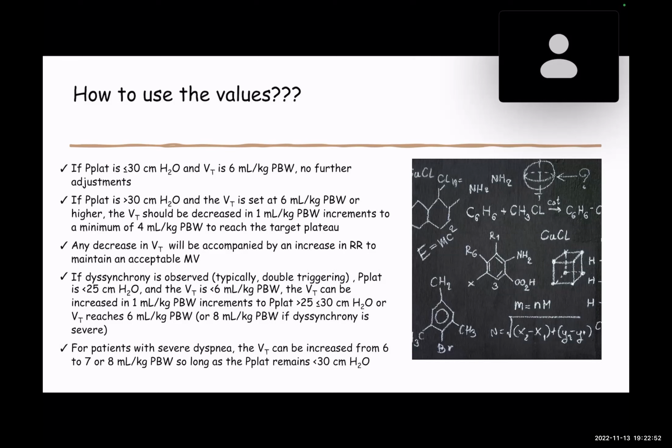It's just a guide. If the PPLAT is less than 30, we have to start by calculating the predicted body weight. Once the predicted body weight is calculated, we start with a tidal volume of 6 ml per kg, and PPLAT should be less than 30 centimeter of water. I think you can skip this. This is known to everybody. This is from the ARDS.